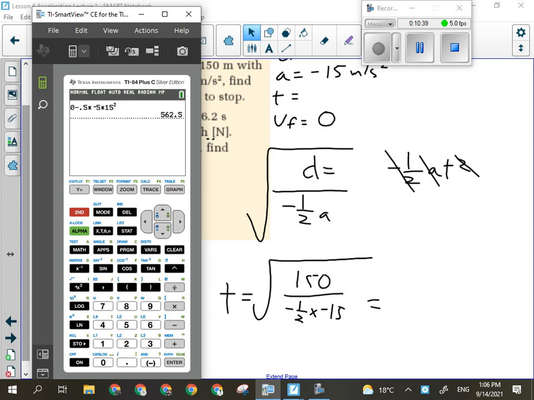All right, so we got square root of 150 divided by this, negative 0.5 times negative 15.